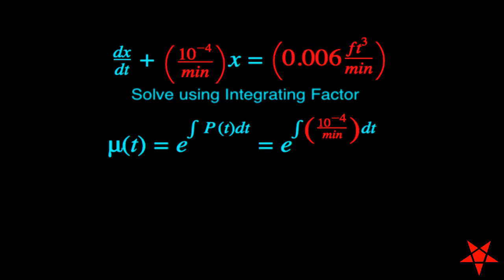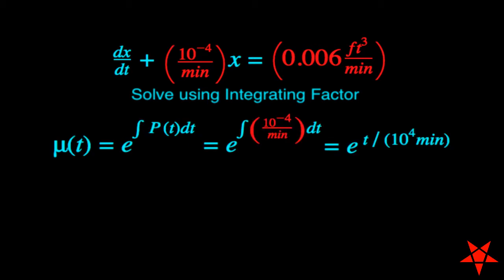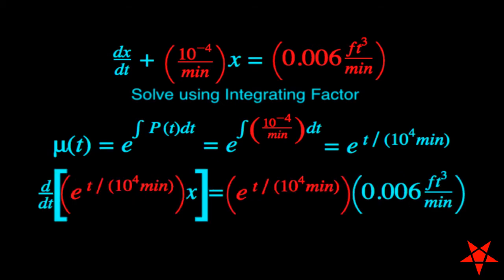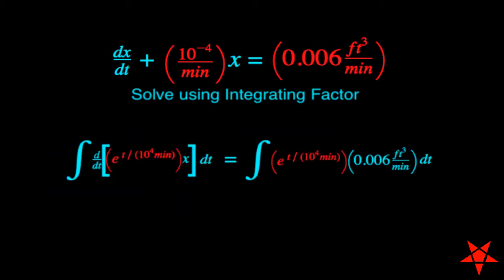Our task will be to calculate mu of t. Since p of t is a constant, the integral is pretty straightforward, and the term in the exponential works out to t divided by 10 to the 4th minutes. When we insert mu of t into the aforementioned formula and integrate both sides with respect to t, the dt's cancel on the left-hand side, and we are left with the integration constant c sub 1.